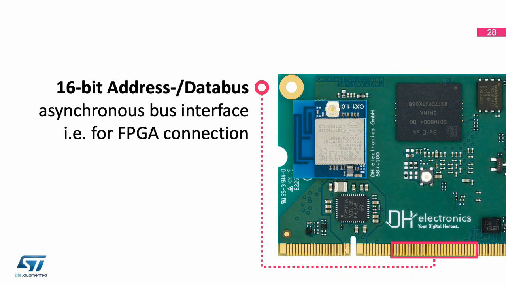And here our final feature of the DHCOM is its 16-bit address data bus interface. And with this interface you can connect things like an FPGA very easily. Okay, so that's it for the modules. Let's compare them again.